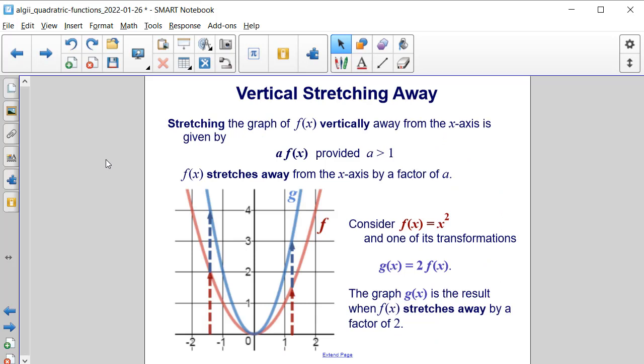Stretching the graph of f of x vertically away from the x-axis is given by a times f of x, provided that a is greater than 1. This causes f of x to stretch away from the x-axis and become longer up and down. Consider the function f of x equals x squared and one of its transformations, g of x, being equal to 2 times f of x. Well, we can see how the graph of g of x becomes thinner as f of x gets stretched away from the x-axis, or vertically upward, by a factor of 2.